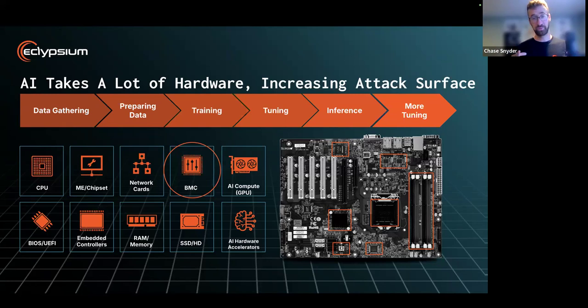I know I'm going to butcher this part, so I want to ask Wes to give us a quick hit on what a BMC is and why it's meaningful to the security posture of AI infrastructure. Yeah. So a BMC is, as Chase said, a baseboard management controller, and is an out-of-band management component for effectively accessing your server hardware and managing it both locally as well as at scale.